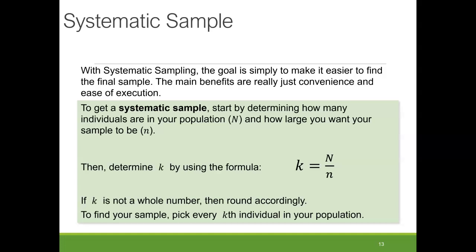And then we'll calculate a number k. We'll take the whole population divided by the sample size, and that's our value k. And we'll round to the whole number. And then from our population, we're just going to pick every kth individual. So similar to the production line sample, where we're just going to sample every 100th vehicle or something.